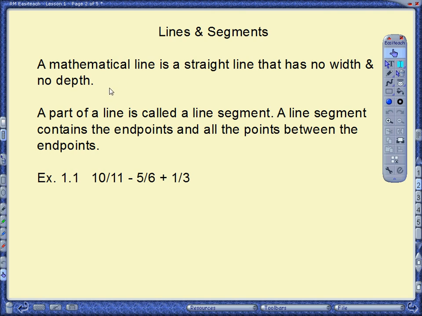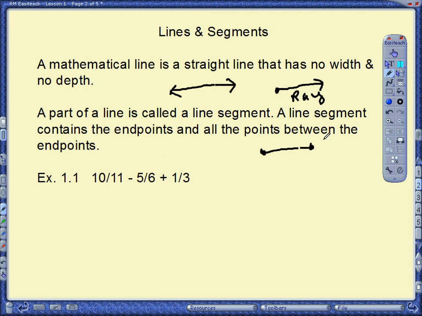They don't exist in reality. A part of the line is called a line segment. So when we have a line, we put these two arrows at either end to show that the line goes on in both directions. If it only goes in one direction and has an endpoint, it's called a ray, and a line segment has two endpoints. It stops. Okay?